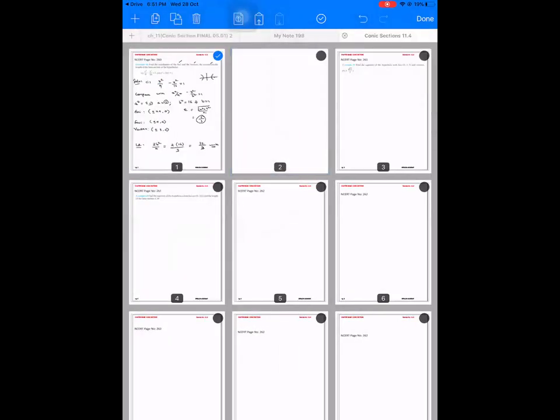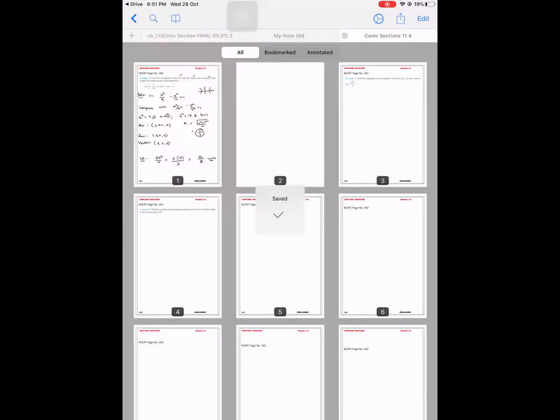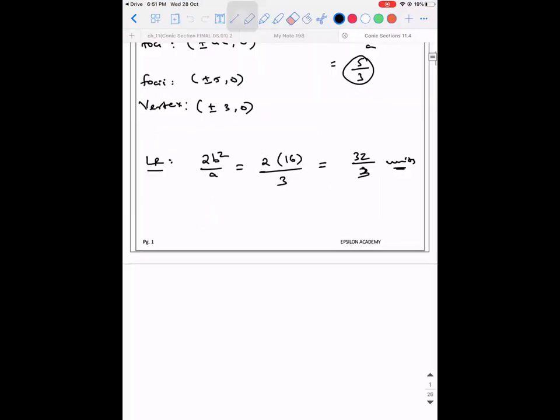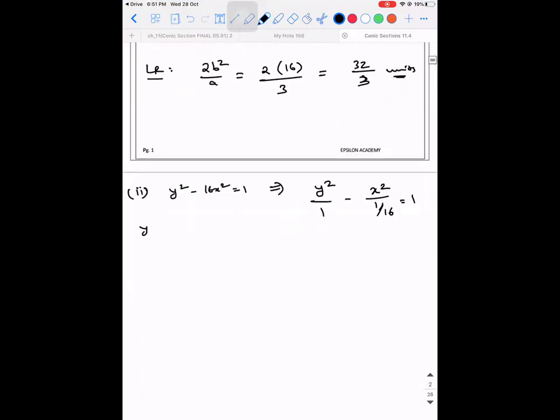So we'll go to the next one. Let's do the second one. So how to do the second one? y square minus 16x square is equal to 1. So y square by 1 minus x square by 1 by 16 is equal to 1. So comparing with y square by b square minus x square by a square is equal to 1.